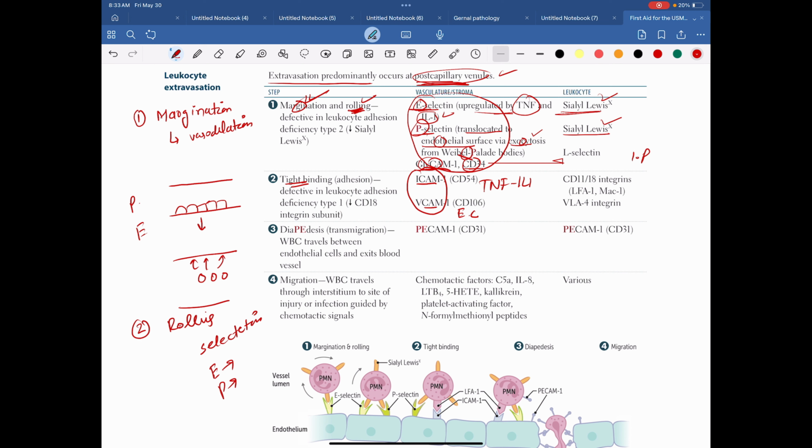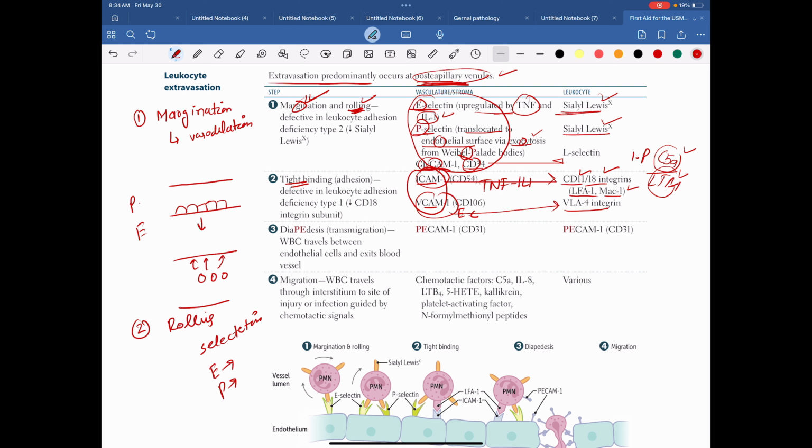They can ask in the exam what the mediators are that upregulate these integrin molecules on the leukocyte. They are upregulated by complement protein C5a and by leukotriene B4. They mention here CD11/18 integrin, which is also called LFA-1 and Mac-1. Then we have the VLA-4 integrin. So you just have to remember that in the adhesion and tight binding process, ICAM is going to attach with CD11/18 integrin, and VCAM is going to attach with VLA-4 integrin. When the adhesion molecules attach with the integrin molecules, the tight binding will occur.